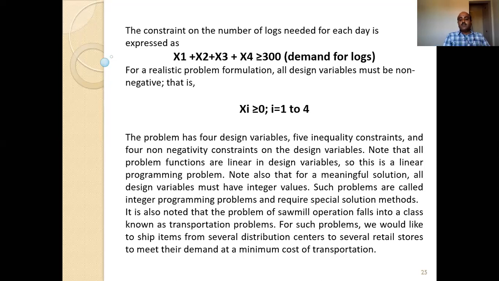Note also that for a meaningful solution, all design variables must have integer values. Such problems are called integer programming problems and require special solution methods. It is also noted that the problem of sawmill operation falls into the class known as transportation problems. For such problems, we would like to ship items from several distribution centers to several retail stores to meet their demand at a minimum cost of transportation. So this is the problem for the sawmill.